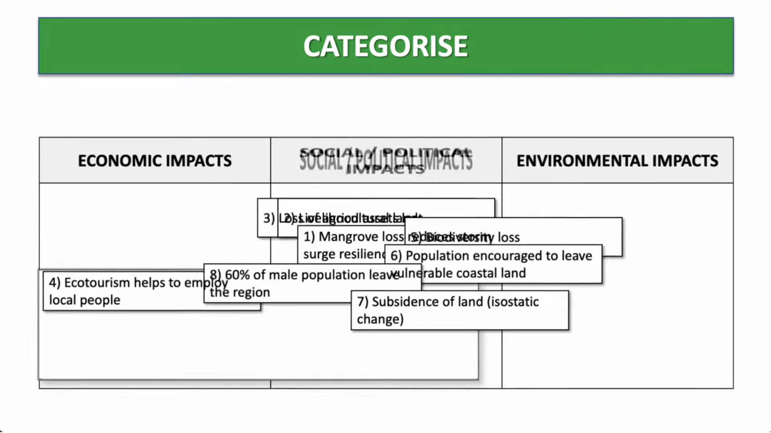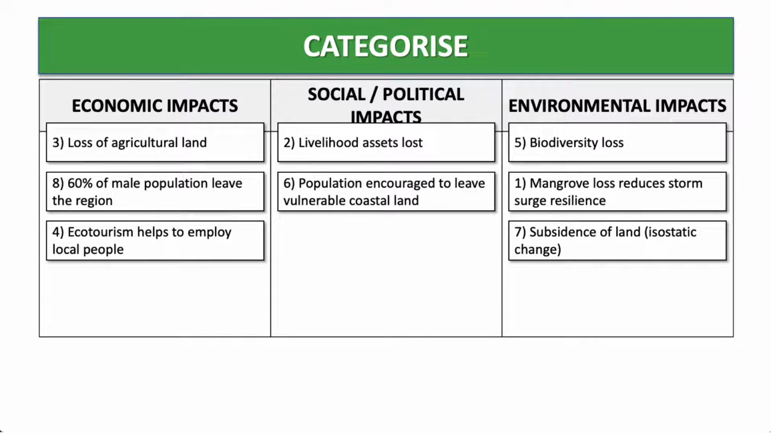Well done, everyone. Under economic impacts, you should have 3, 8, and 4, which is loss of agricultural land. 60% of the male population leave the region. Obviously, in most countries, it's the males within the family that are the main breadwinner. They're earning most of the money. So when they leave the region, the local economy and the national economy will also suffer.